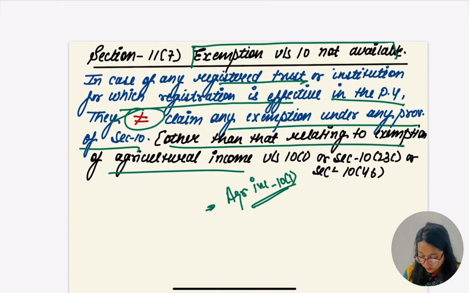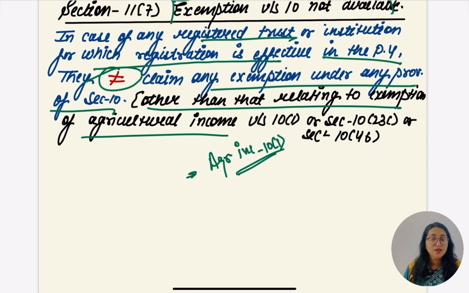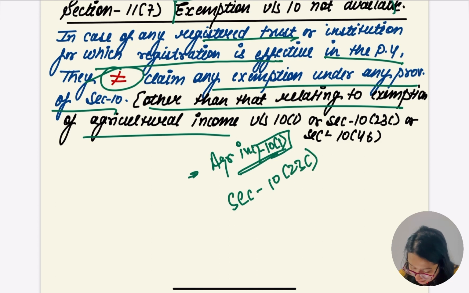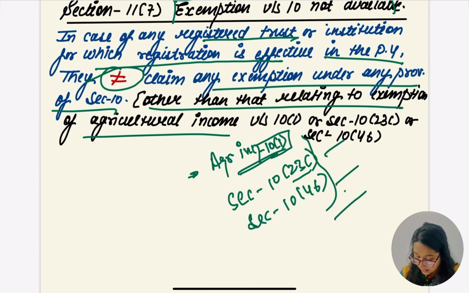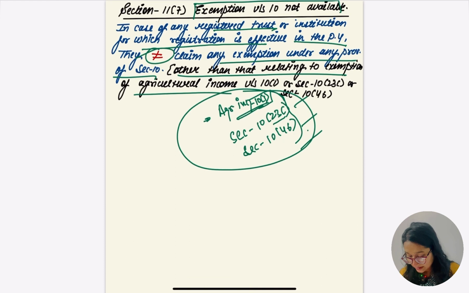Let's go over what I told you. Any deduction or exemption is not going to be available under section 10, but there are exceptions: if it is done for agriculture income under section 10(1), that exemption is allowed, or section 10 subsection 23C, or section 10 subsection 46. For these cases the exemption is going to be allowed, but not for any other part of section 10. So only these are allowed as exemption.